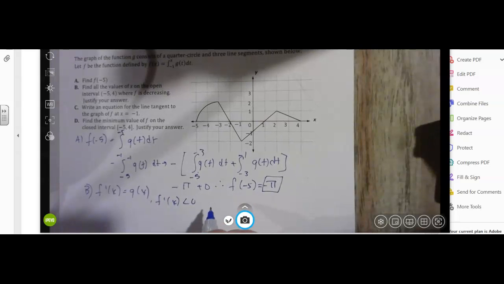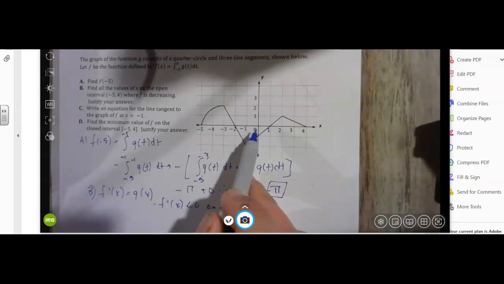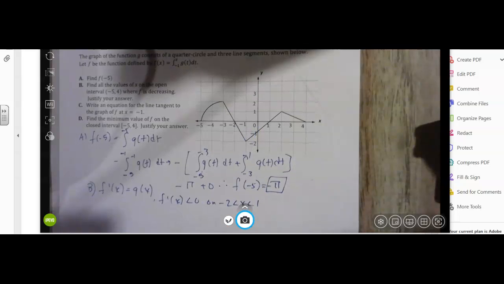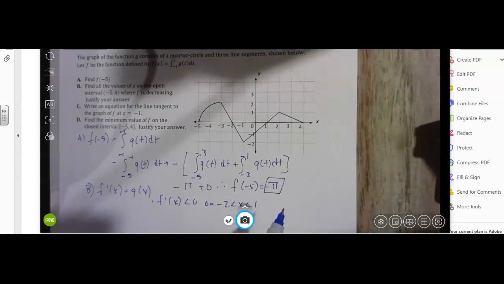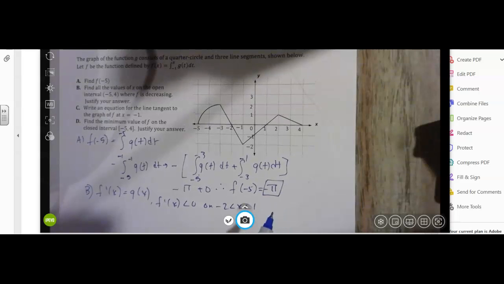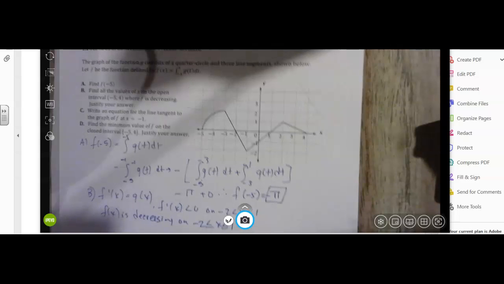So that's on -2 less than x less than 1, because you can see g of t is negative. So that's where f prime x is going to be negative. So f of x is decreasing on -2 less than or equal to x less than or equal to 1.